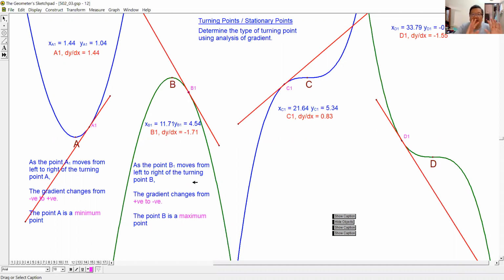So far, the maximum and minimum is the most important. The other two types are not important, right? They are not going to ask in the exam. So now these two types, any question or not? Do you know how to find turning points? Yes, dy/dx equals 0. Do you know how to determine whether they are maximum or minimum point? Yes, either they are positive to negative or negative to positive. Any questions? No, teacher.